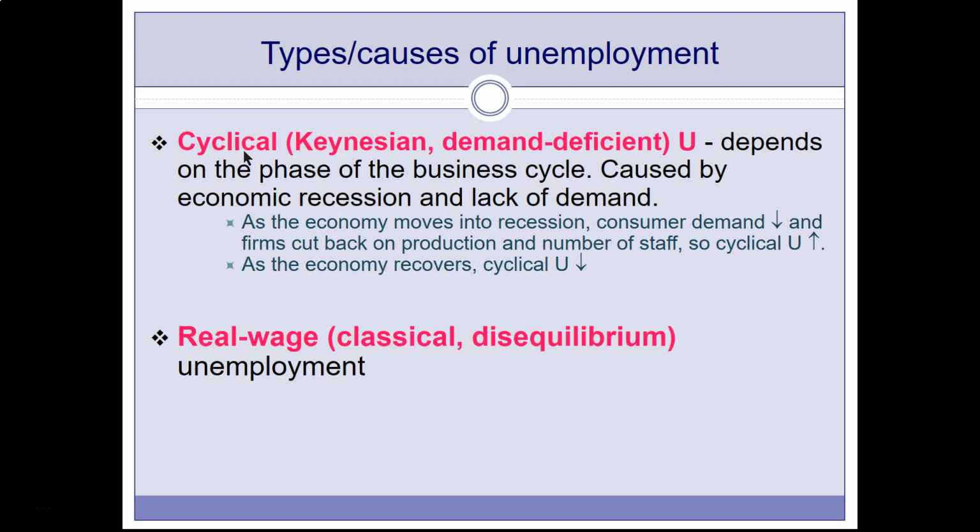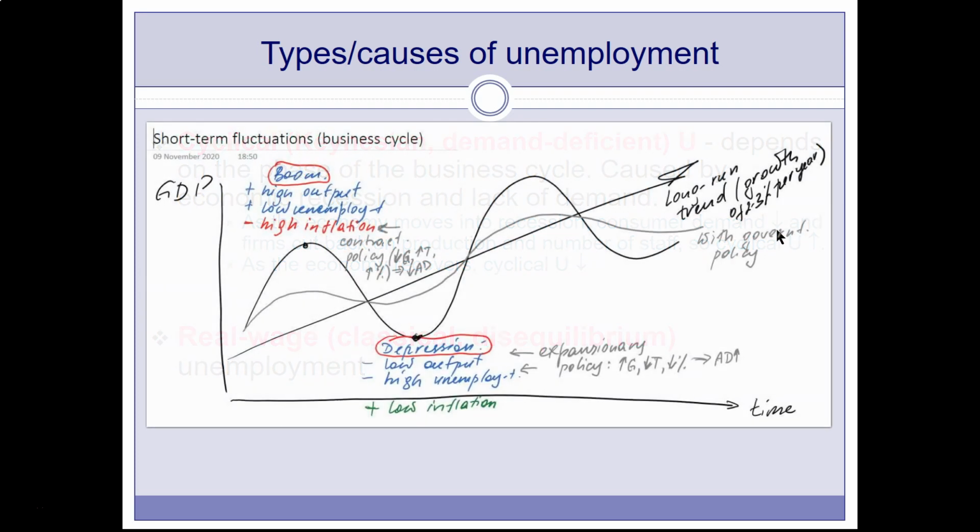Cyclical unemployment is also quite easy to understand. Sometimes it's called Keynesian or demand-deficient unemployment. It depends on the phase of the business cycle. It is simply caused by economic recession and lack of demand. As we know, when the economy moves into recession, consumer demand drops. We have covered this in the previous lecture.